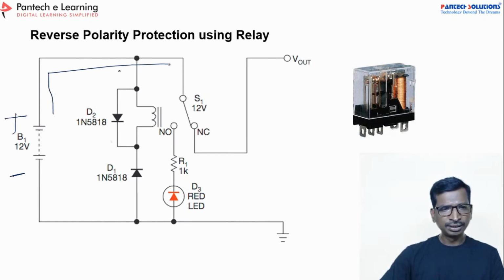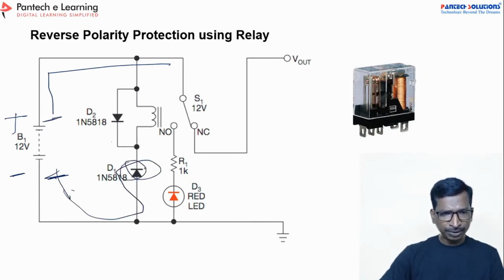Yeah, so if you are connecting this one, the relay will get turned into working condition. Suppose if you are reversely connecting, see here, this is the reverse connection, positive as well as the negative. So in that case, this diode will enable, this diode will allow the current activation. So in that case, the relay will get terminated. So that time the load will get removed from the circuit. Right, so this is the reverse polarity.